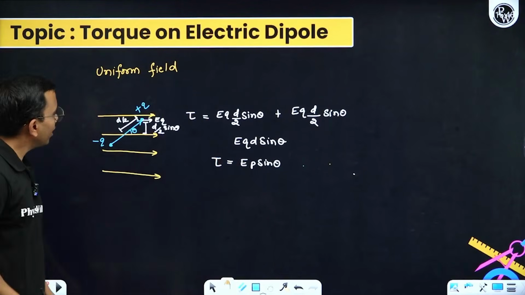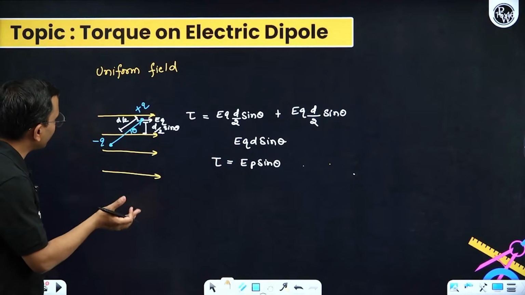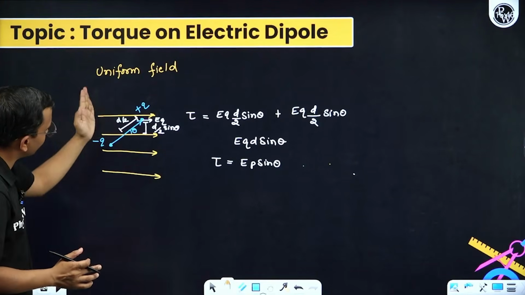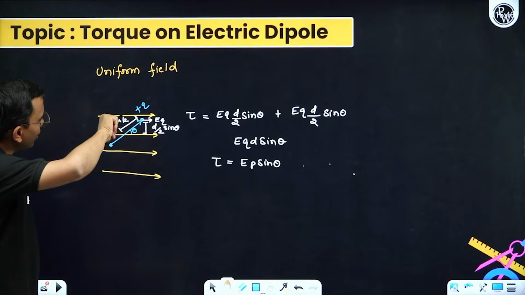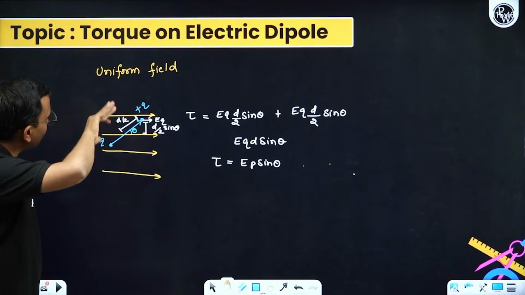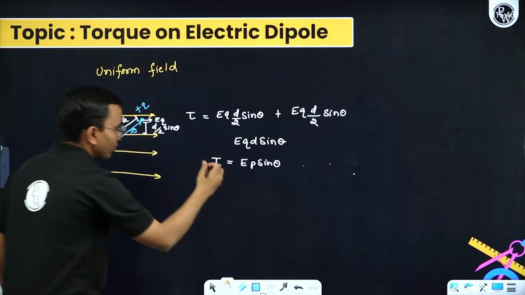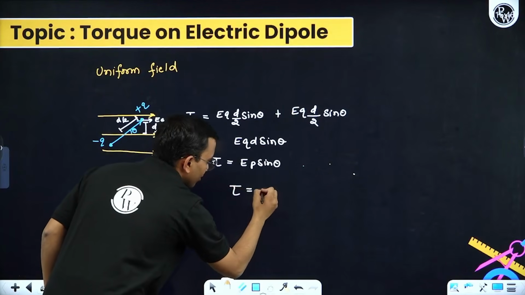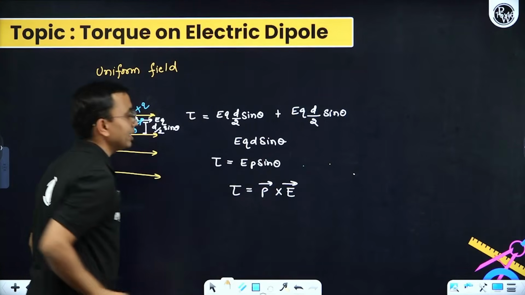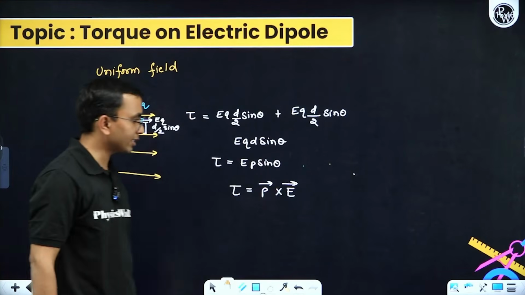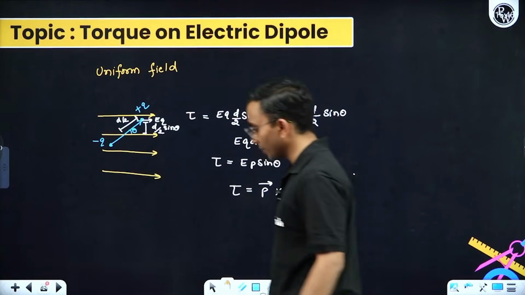Now, if you see the direction of the torque, how it is trying to rotate it? Like this, okay, and that is the direction of my P cross E, okay, that is inside the plane. So the expression for the torque becomes P cross E. So this is the formula for the torque on electric dipole.